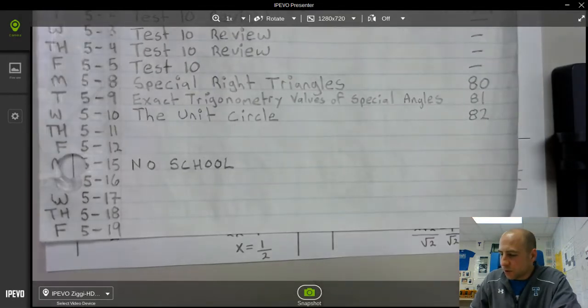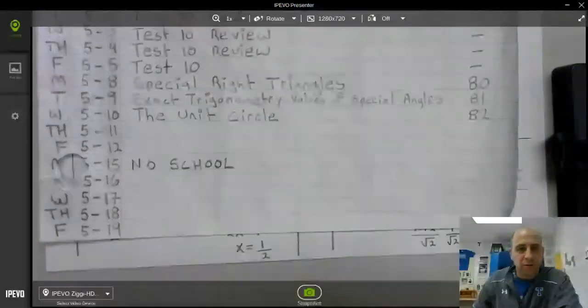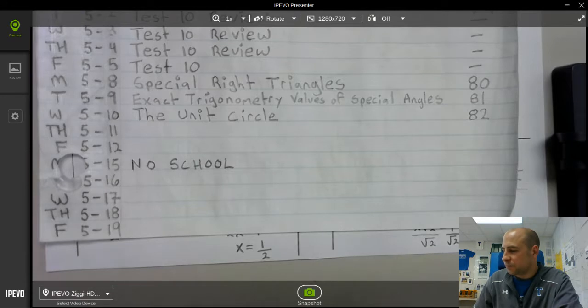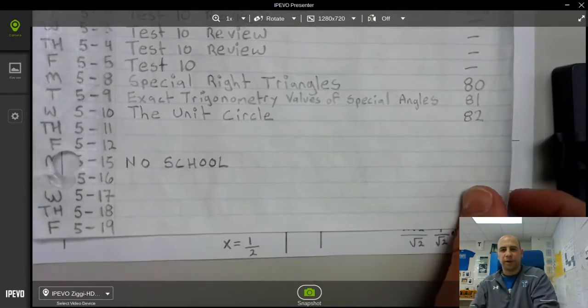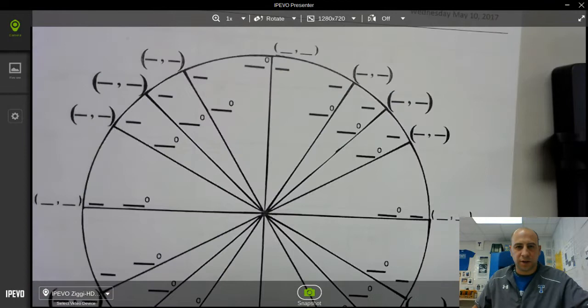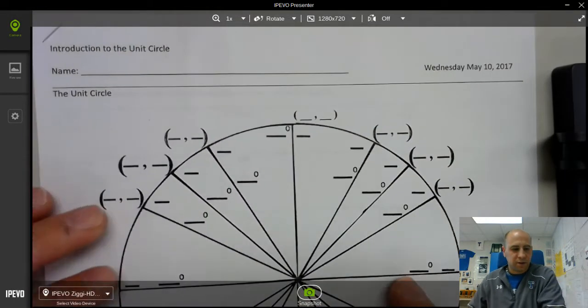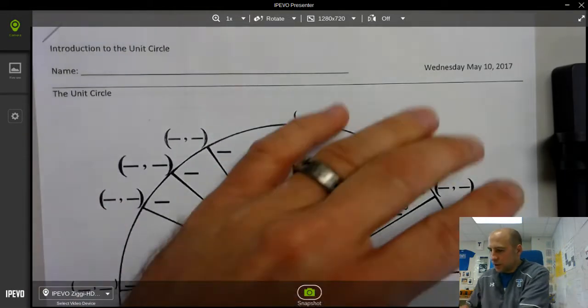All right, so unit circle day is on Wednesday, May 10th, and then notes are going to be on 82. So if you would, update your table of contents. All right, now your table of contents are updated. Let's take a look at the unit circle, the one, the only. So special, the unit circle.